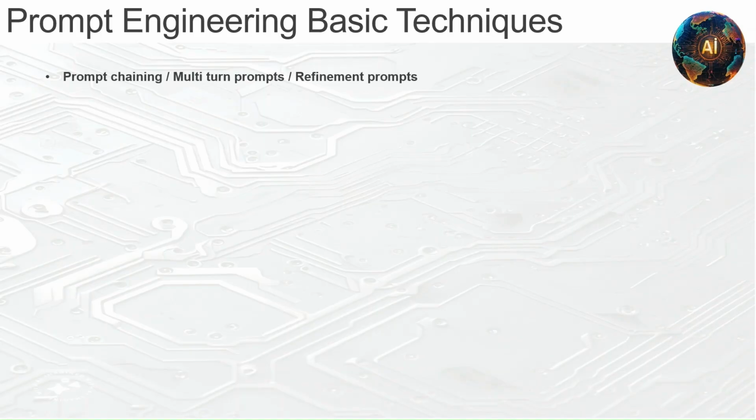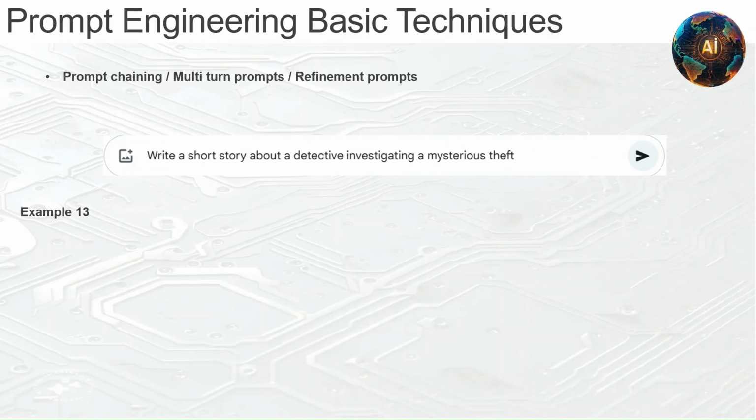All of the experienced prompters will tell you that they have to keep refining their prompts once they start interacting with the LLM. This, in fact, can be a good technique known as prompt chaining or multi-turn prompting. For example, we can start with a prompt asking the LLM to write a short detective story.